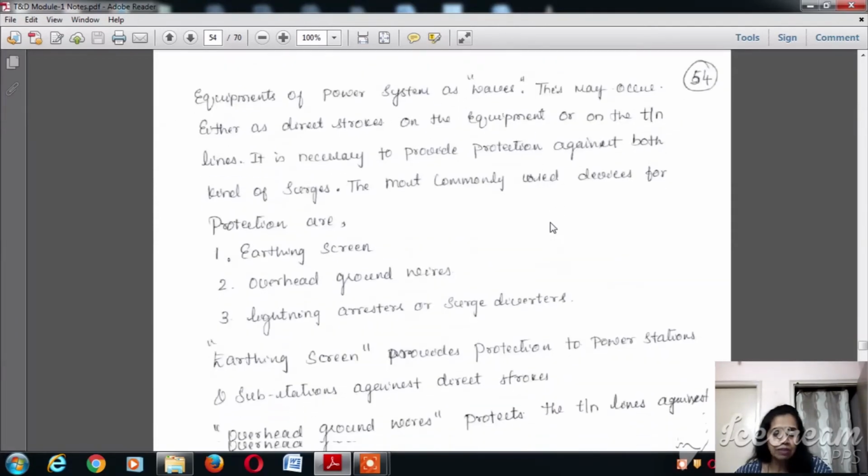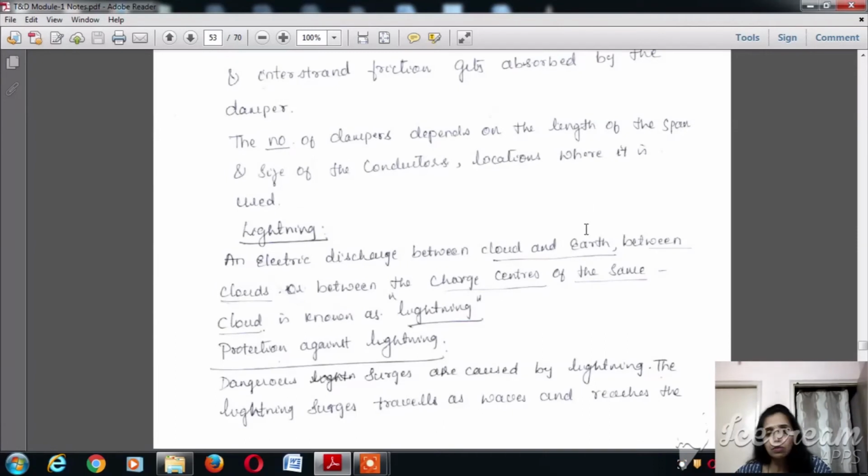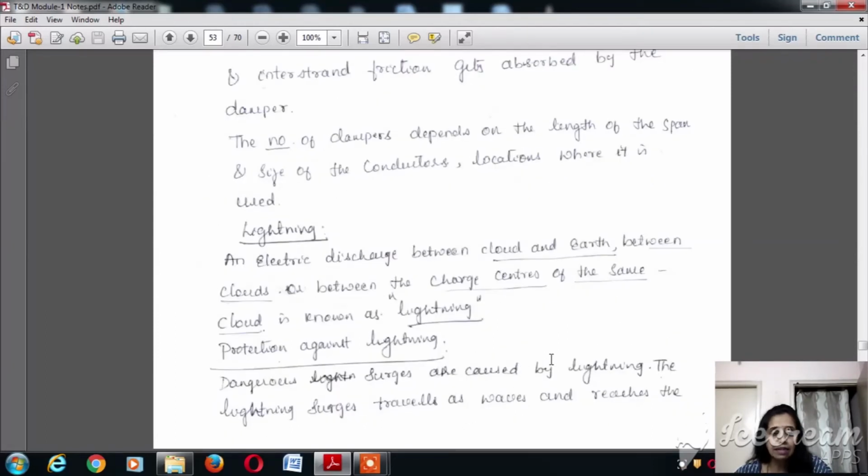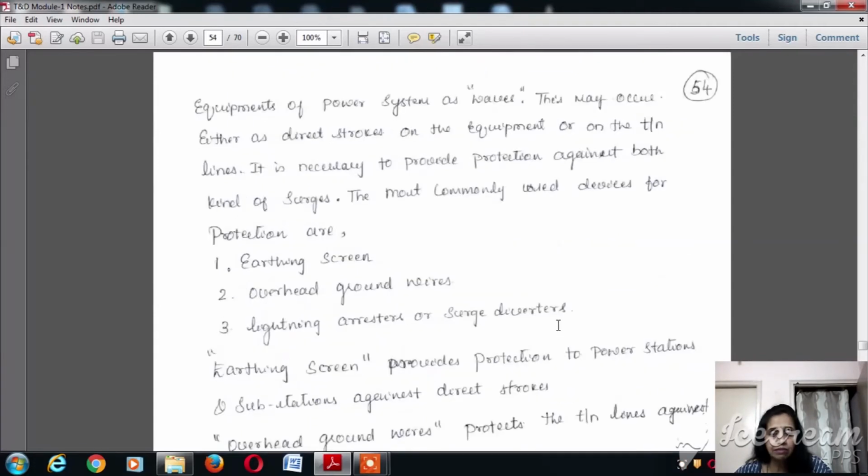The next factor to be considered in overhead lines is lightning. Lightning is nothing but an electric discharge between the cloud and the earth, or between clouds, or between the charge centers of the same cloud. It is known as lightning. Lightning has a severe effect on the conductors, and we need to understand the protection that should be given to the overhead line conductors.